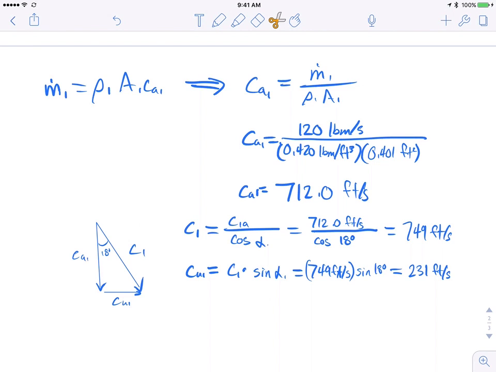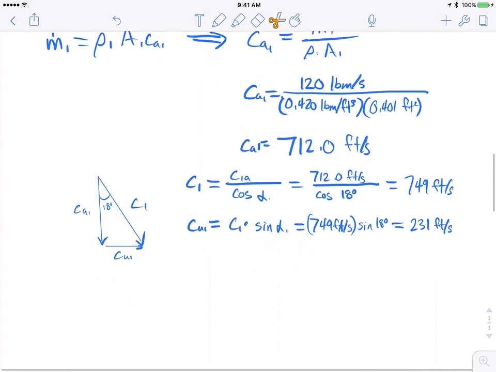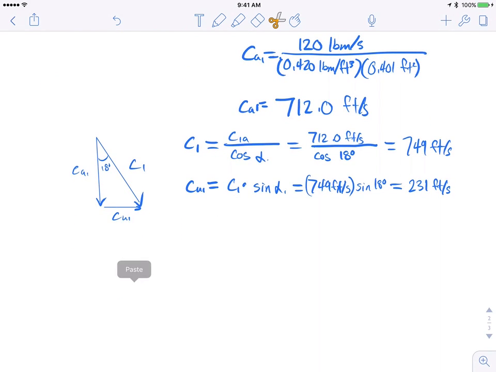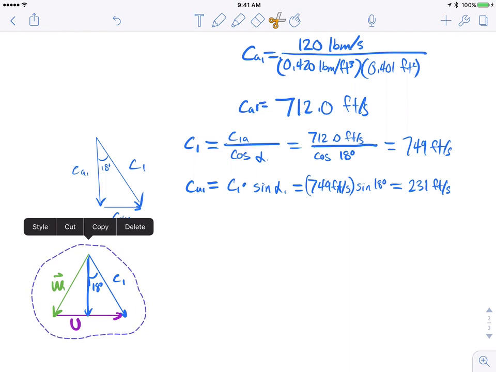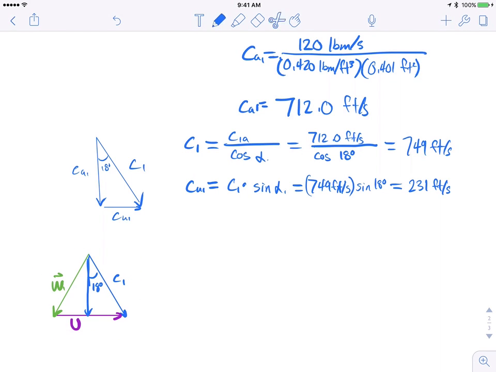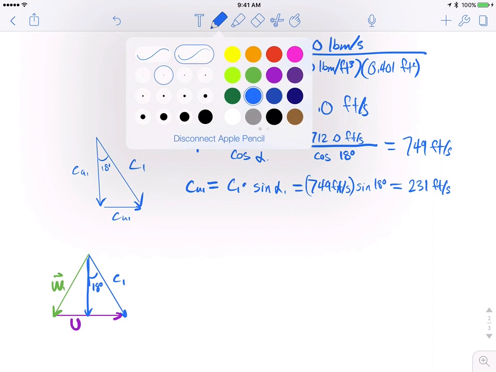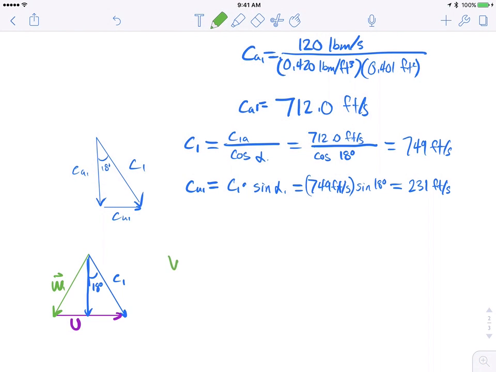The next step is to translate this absolute flow velocity into the relative frame so we know how it will be impinging on our moving rotor blade. To do this, it's helpful to bring back our velocity triangle from the beginning and remember that we can calculate the relative flow velocity using the absolute flow velocity minus the movement of our reference frame.